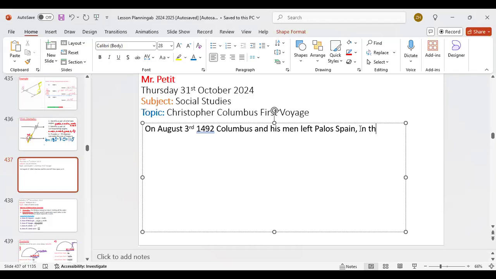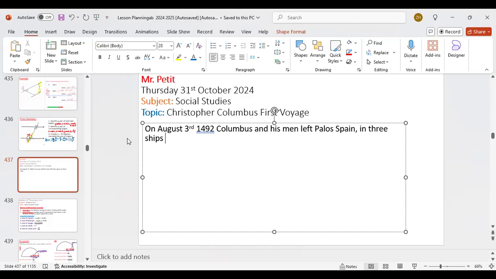And the king and queen of Spain at that time gave him money. Yes, they financed the voyage. So how many ships did they voyage in? Three. What's the name of their ships?